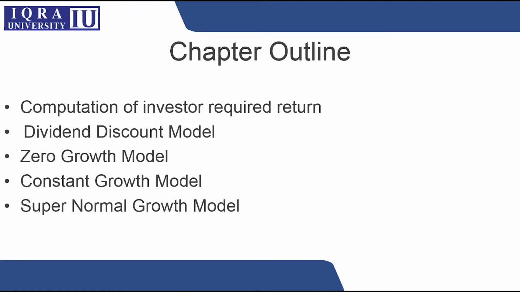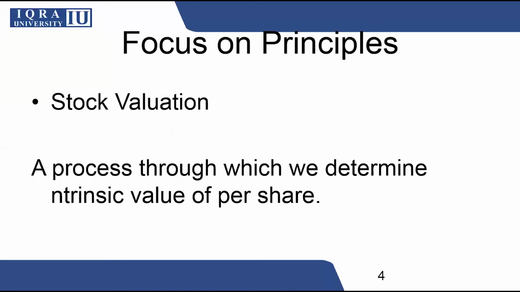We will learn how computation of investor required return is possible, and the dividend discount model, which is split into three components: zero growth model, constant growth model, and supernormal growth model. Stock valuation means we are calculating the fair value of the stock, and for this purpose we can apply different valuation techniques. The one technique applied in our chapter is called the Gordon dividend discount model.